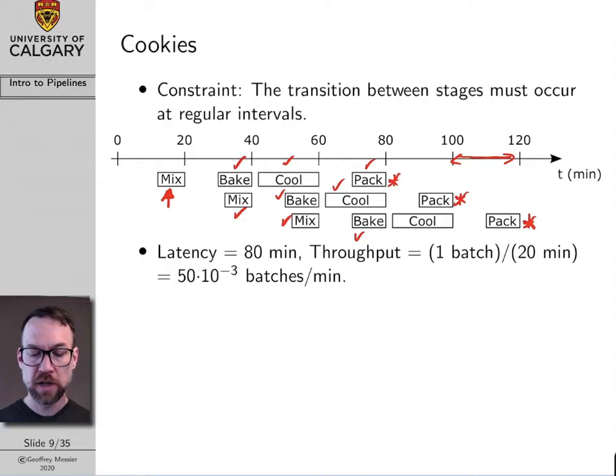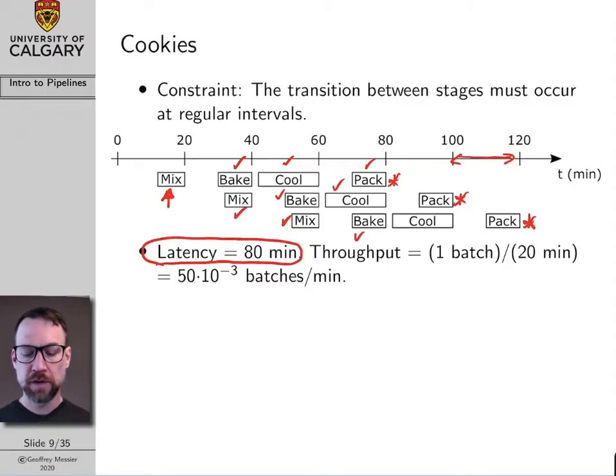Even though baking doesn't take 20 minutes, it has 20 minutes as well. And what's happened is that we see an increase in our latency. We've gone from 54 minutes to 80 minutes. However, interestingly, our throughput has not changed compared to our first example. So we're still finishing one batch every 20 minutes, which is 50 millibatches of cookies per minute.